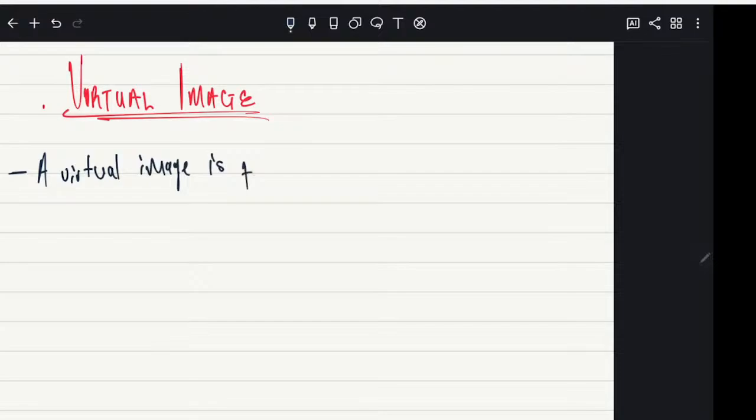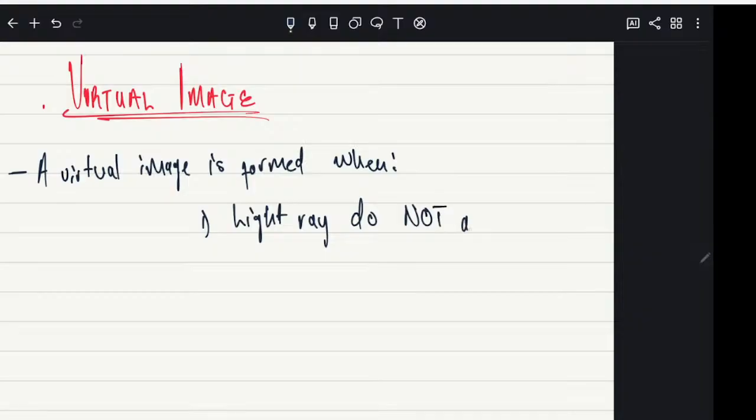A virtual image is formed. In terms of diagrams, I know everybody is comfortable. You just draw two rays all the time. So it's going to be easy. A virtual image is formed when light rays do not actually meet. Light rays don't meet. Then we'll have a virtual image.